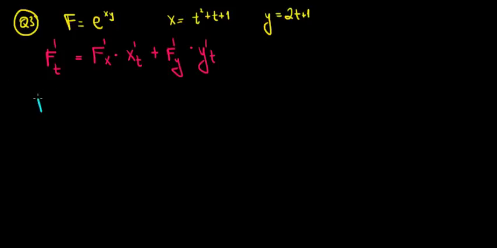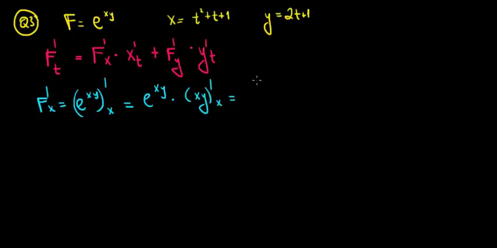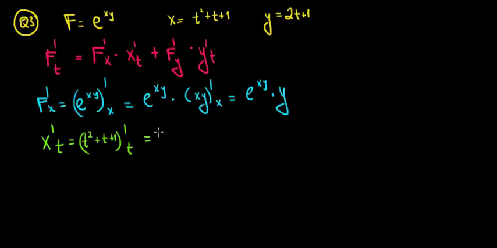What's the function derivative with respect to x? Well, that's e to the power of xy derivative with respect to x, and that's equal to e to the power of xy times the power derivative, because it's the chain rule. So we have e to the power of xy, and the derivative of xy with respect to x is just y, it's just the constant. Okay, what is the derivative of x with respect to t? Well, x derivative with respect to t, we take it from here, t squared plus t plus 1 derivative with respect to t, and that's equal to 2t plus 1 by using the power rule. T squared derivative is 2t, t derivative is 1, and 1 derivative is just 0.